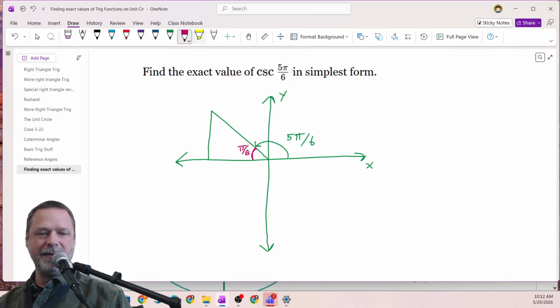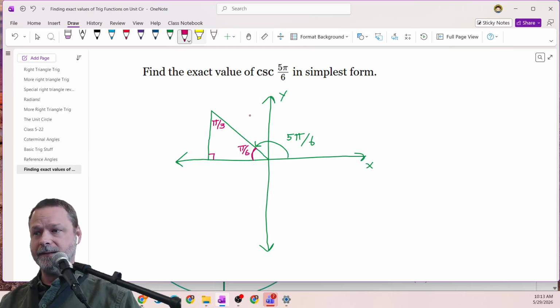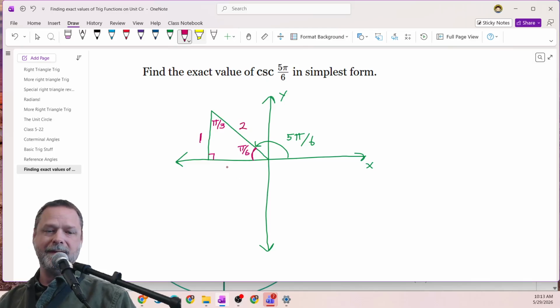So again, I'm using a 30, 60, 90 triangle. I can see that. Oh, that's 30, 60, 90. Pi over 6, pi over 3. And my right angle here. So again, I'm just going to superimpose my favorite 30, 60, 90 triangle. Pi over 3, pi over 6. Pi over 6 is going to be my smallest angle. So this is my smallest side. And then opposite, my hypotenuse is going to be double the smallest side. And then my last side remaining is root 3. That's how I do my 30, 60, 90 triangles.